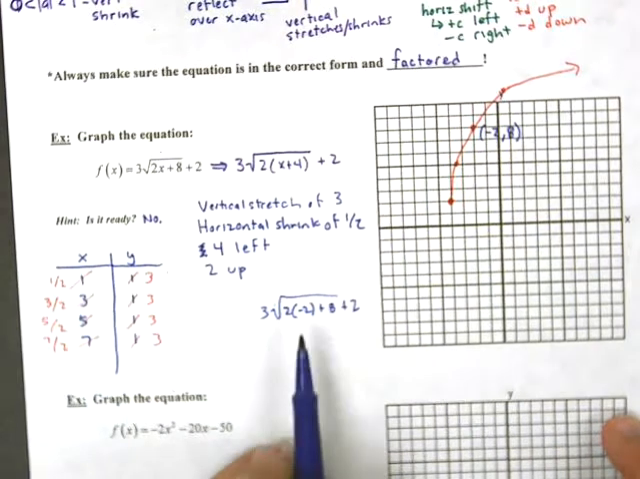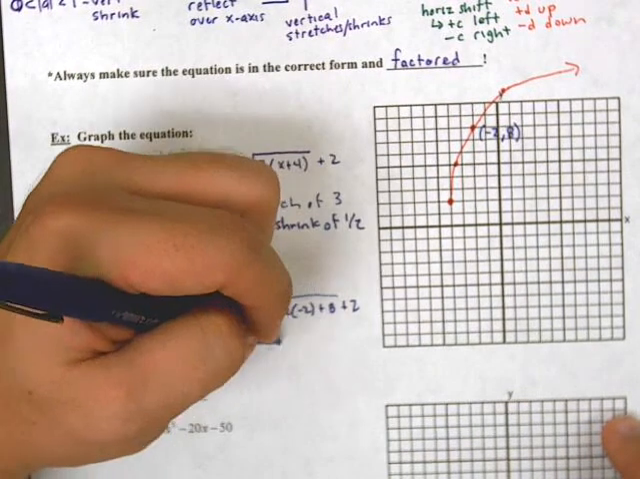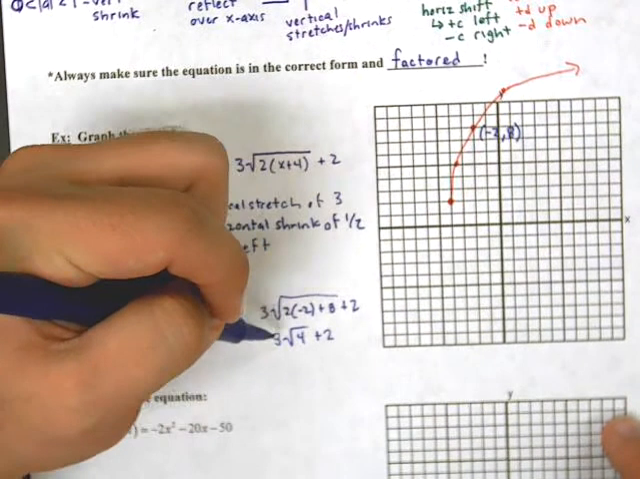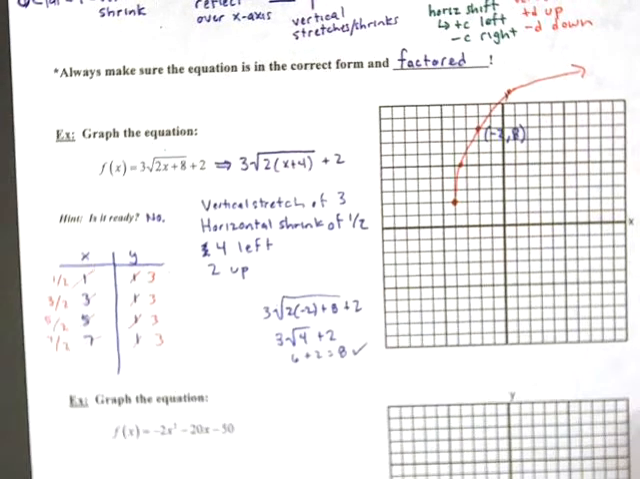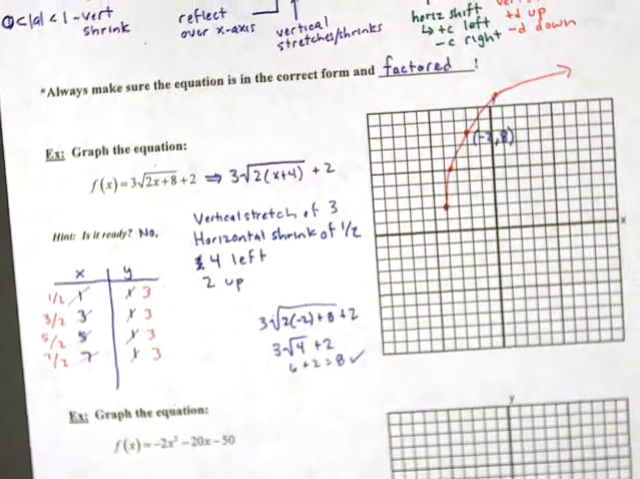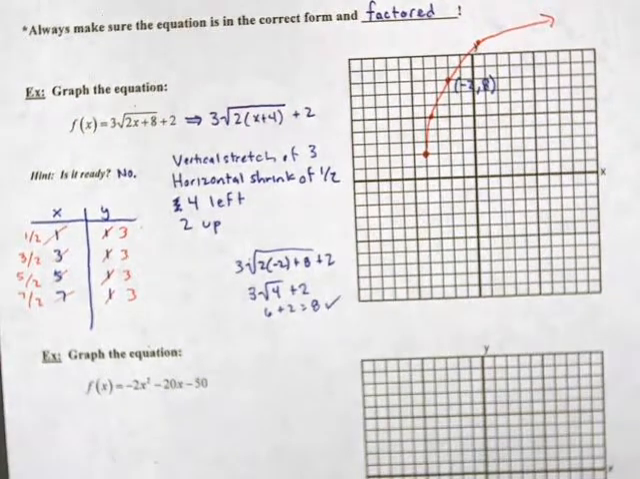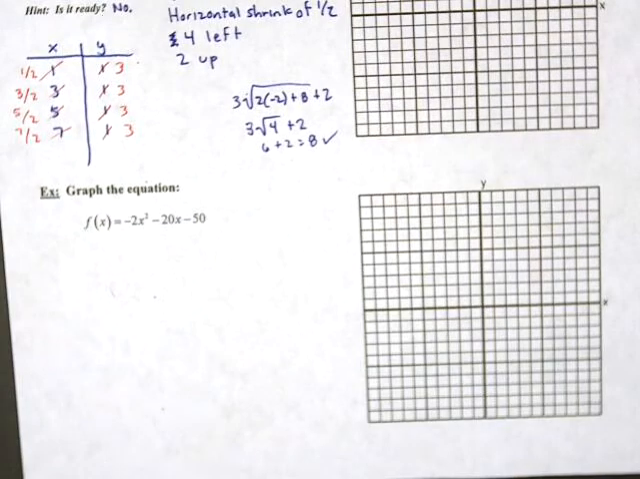Okay, so this is -4. -4 plus 8 is 4, so 3 square root of 4 plus 2. This is 2. 3 times 2 is 6, plus 2 equals 8. And that's what we wanted, right? We wanted to get the y value of 8. Perfect. Alright, so let's see what I mean by making sure that our equation is factored.